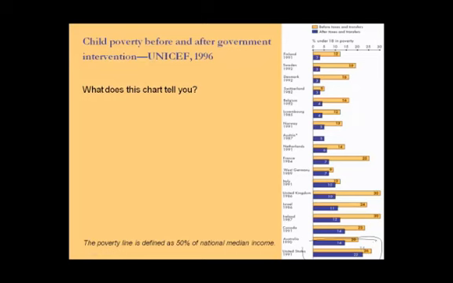Government intervention lowers poverty. That is true. What else can you say? You're missing one obvious conclusion. Yes? I know someone already said it, but government intervention was not as effective as in others. Very good. Government intervention is not very effective in the US. Can you see that? It drops from 26% to 22%, while in some cases, for example France, it drops from 25 to 7%. So government intervention does reduce poverty, but it is not as effective in the US.